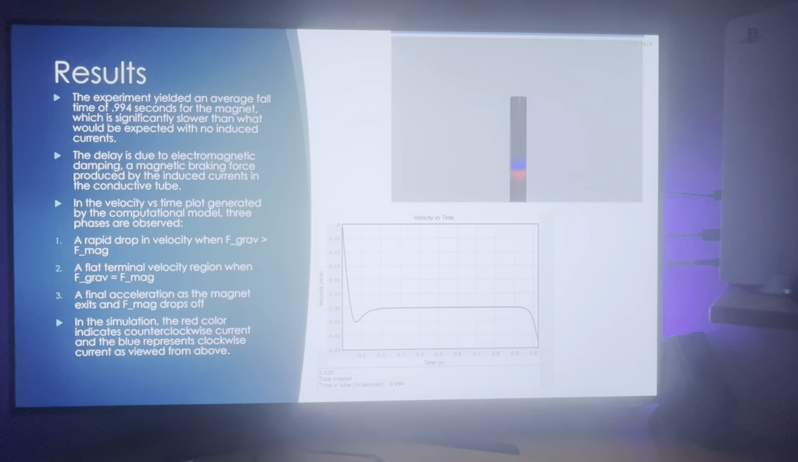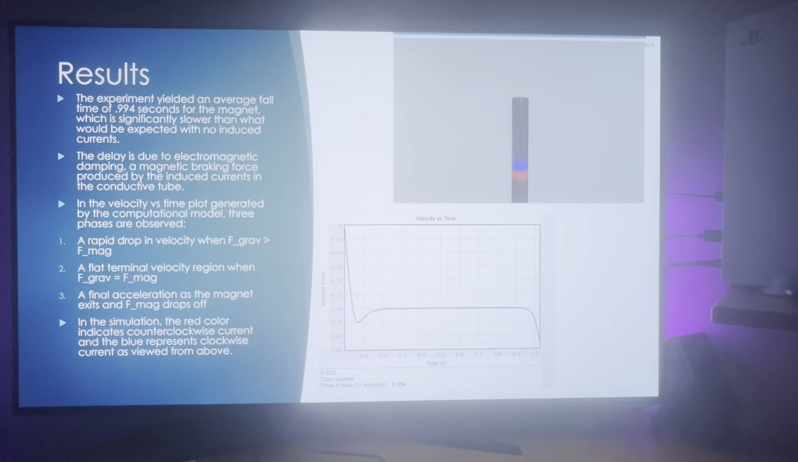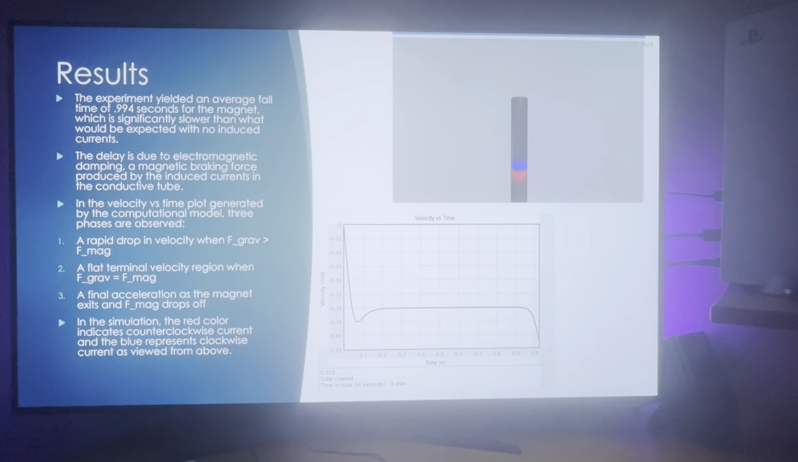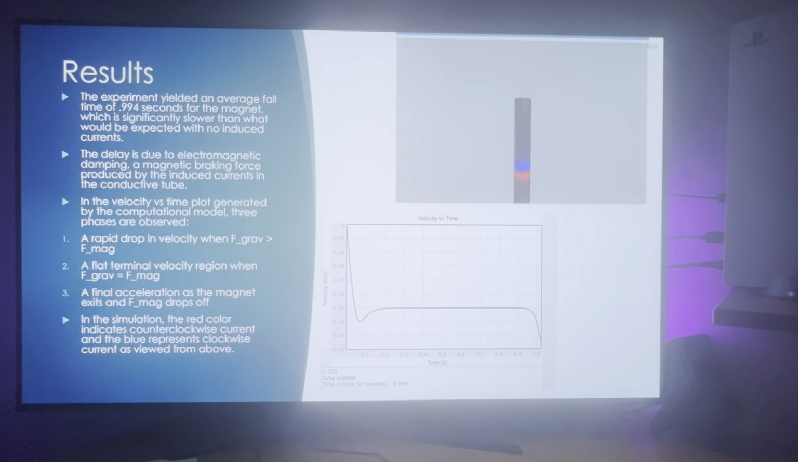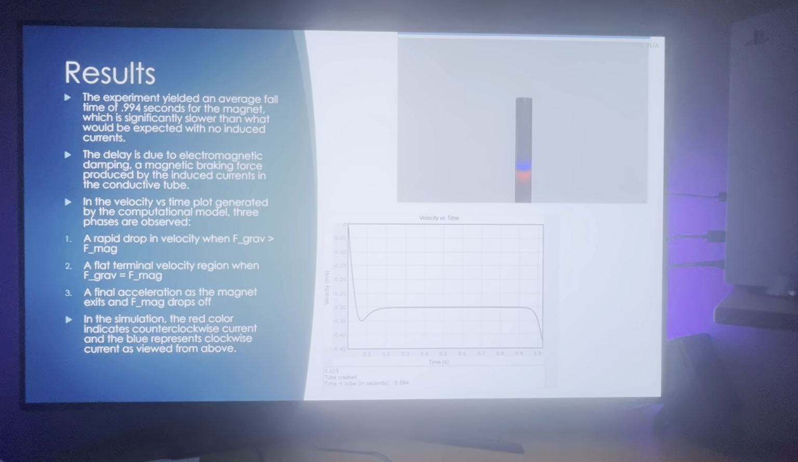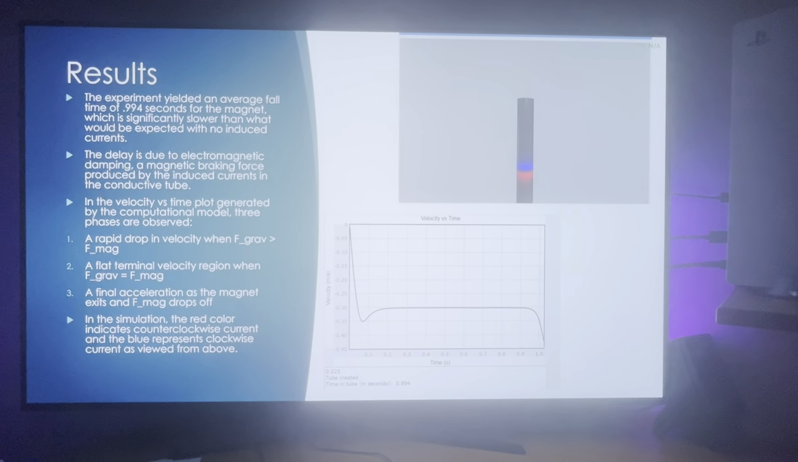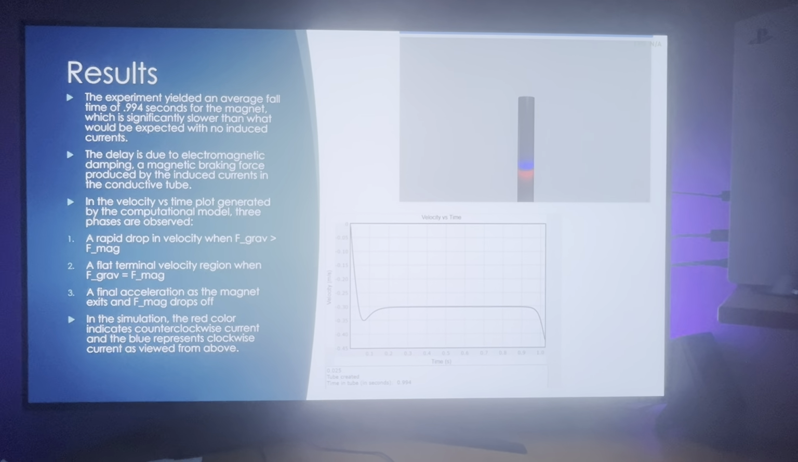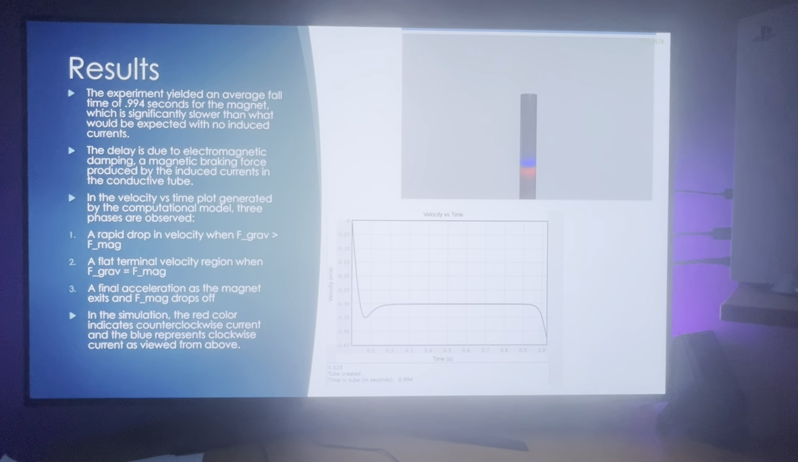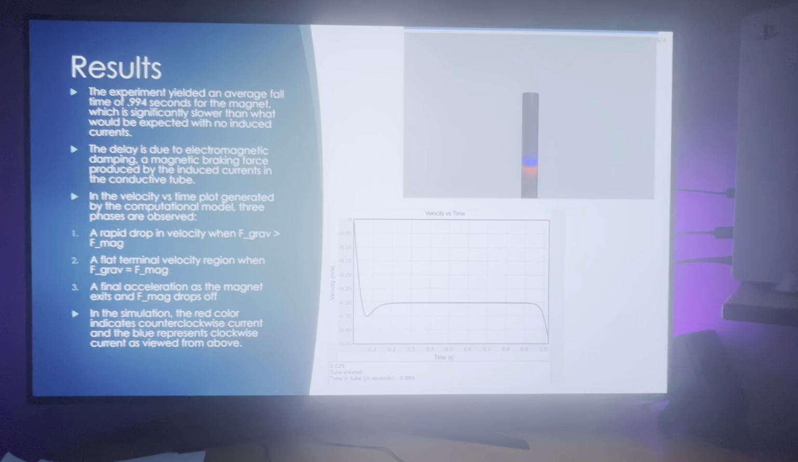In the velocity versus time plot generated by the computational model, 3 main phases are observed. The first one is a rapid drop in velocity when F-grav is significantly greater than F-mag. The second one is a flat terminal velocity region where F-grav is about equal to F-mag. And the final phase is a final acceleration as the magnet exits and F-mag drops off significantly.